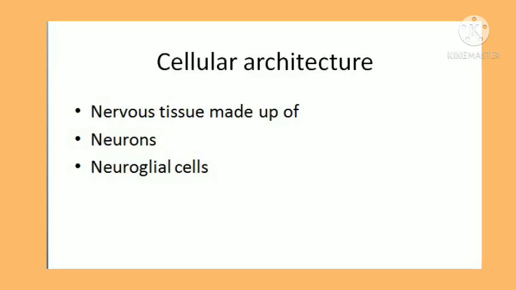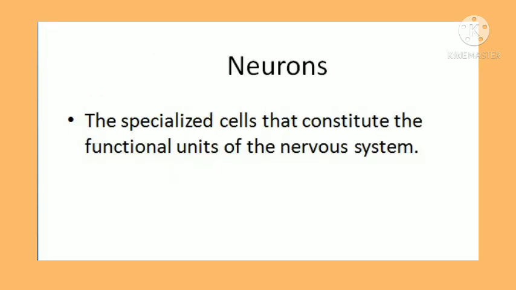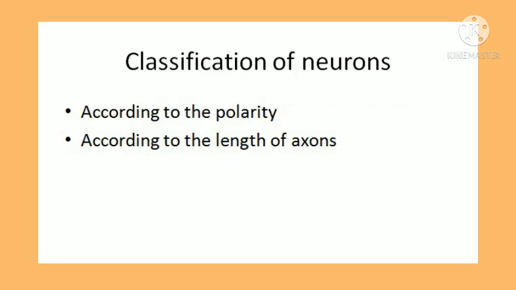Next, the cellular architecture. The nervous tissue is made up of nerve cells or neurons and neuroglial cells or neuroglia, forming the supporting or connective tissue of the central nervous system. The neurons are specialized cells that constitute the functional unit of the nervous system.